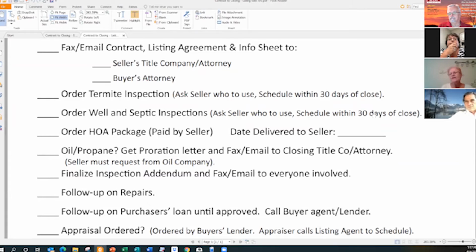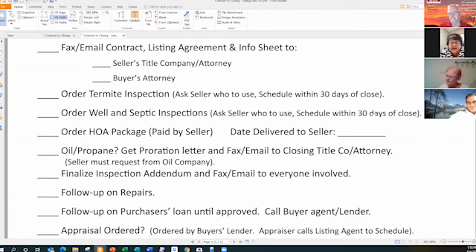So do you get an HOA package as soon as you do the listing, or do you wait until you have a buyer? I would say you wait till you have a contract, because it does have to be current. Now, in this market, it's kind of one and the same. You maybe could order it when you take the listing just because it takes 2 weeks and then it would still be good. But in that rare instance that something goes wrong or a closing's delayed or it's a longer closing, then your package wouldn't be current and the seller would have to pay for an update. Thank you. Okay, very good.